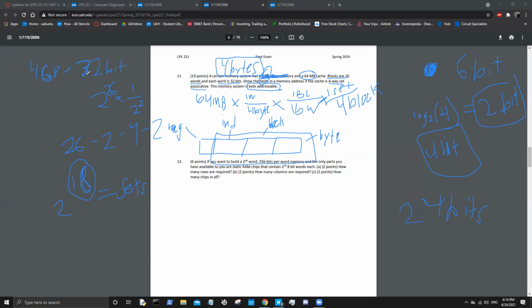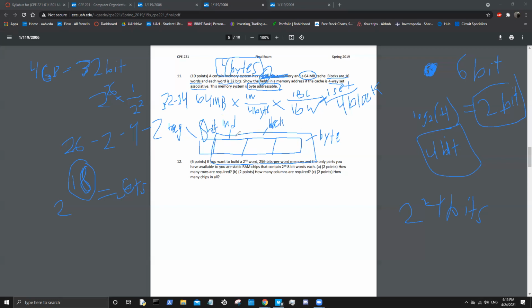Therefore, if we have 32 bits of total address, we have 24 bits allocated for the index, the block, and the byte offsets. That allows us to say 32 minus 24 gives us 8 bits of tag. So tag has 8 bits. Oh, really squeezing it in there.